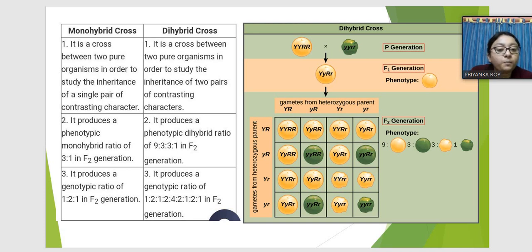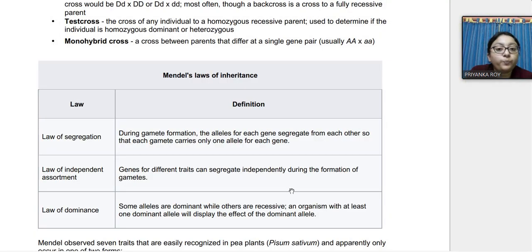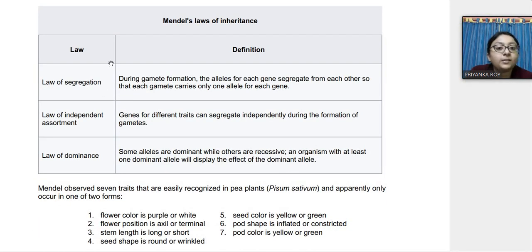Now coming to the Mendelian laws. Mendel's law of inheritance is of three types. The law of segregation, saying that during gamete formation, the alleles of each gene segregate. Like I was saying, from a heterozygous parent, it can have two types of gametes. Why? Because the alleles will segregate from each other and go into separate gametes during gamete formation. So this is the law of segregation.